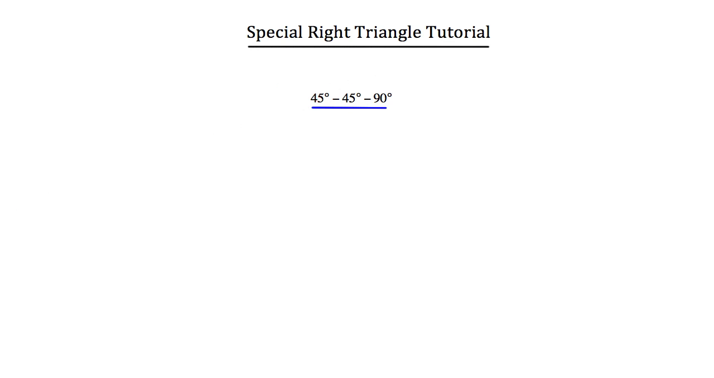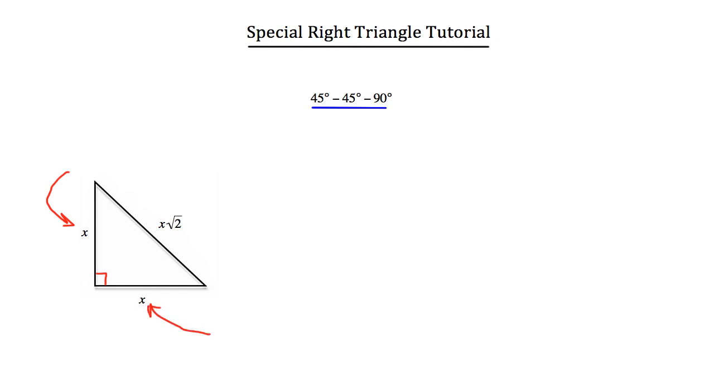A 45, 45, 90 looks like this, where you can see the left leg and the lower leg of this triangle both look like they're identical lengths. Now, an important thing to note about this triangle is that the length of the legs on a 45, 45, 90 will always be the same length, no matter what. So if one leg happens to have a length of x, the other leg is going to have a length of x. If one leg has a length of 5, the other leg will have a length of 5.